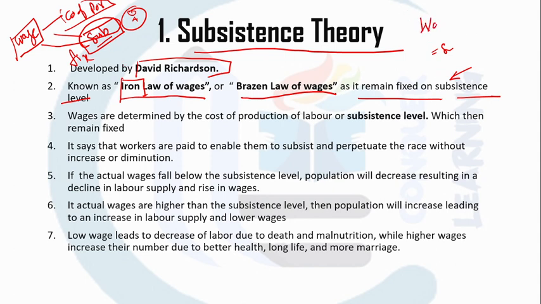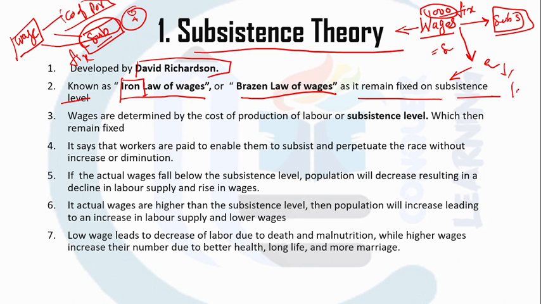Now let's say suppose the wages are around 1,000 rupees for the employee. The subsistence level says that if this wage is at the subsistence level, he would be able to survive. In case this wage is below the subsistence level, what would happen? It means the wage is fixed, but the salary required for the survival of the employee is somewhat higher. In that case, the employee will die of malnutrition, and as a result, there would be a lesser number of laborers.